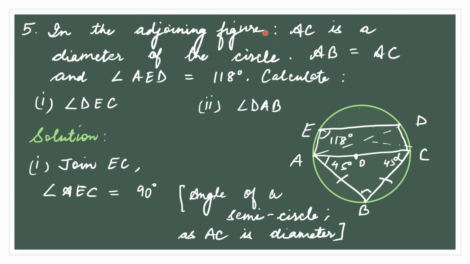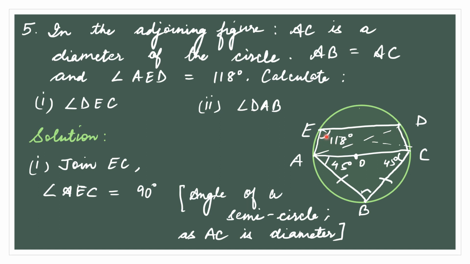In the adjoining figure, AC is a diameter of the circle, AB is equal to AC, and angle AED is equal to 118 degree. Calculate angle DEC and secondly angle DAB. Okay. So we will join EC and AD. Okay. Now, what is the value of angle AEC, children? Can you see? This angle is also formed in a semicircle, as well as angle ADC. This angle is also formed in a semicircle.